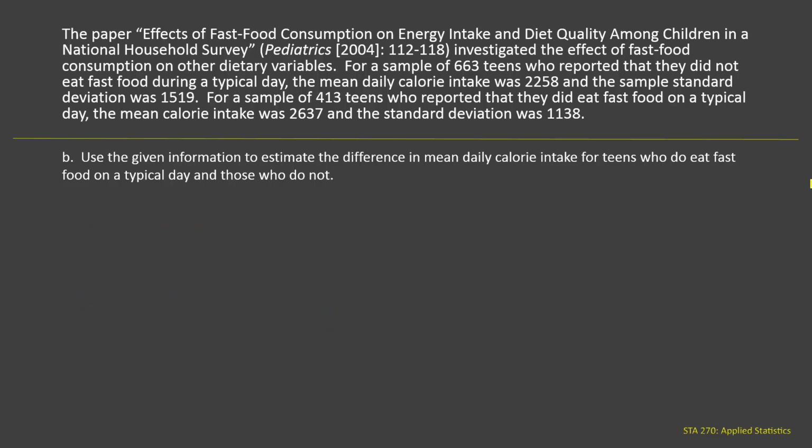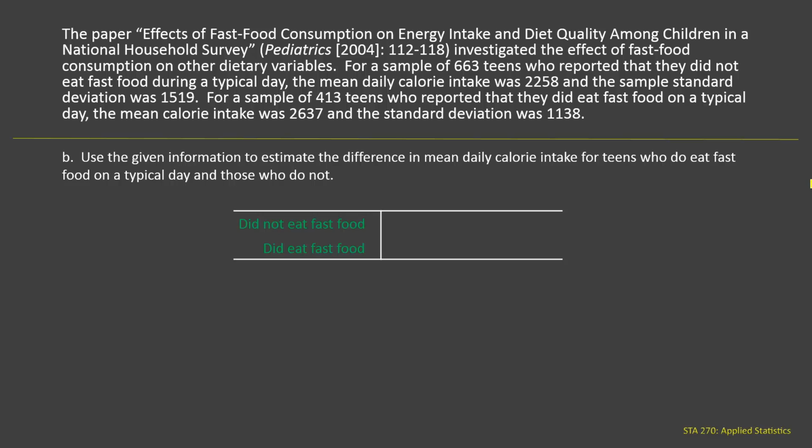So now we're ready to actually calculate the confidence interval that will estimate the difference in the mean daily calorie intake between these two groups. So let's start by organizing the information in a table. So we have two groups here. One is a group that did not eat fast food on a typical day, and the other is a group that did eat fast food on a typical day.